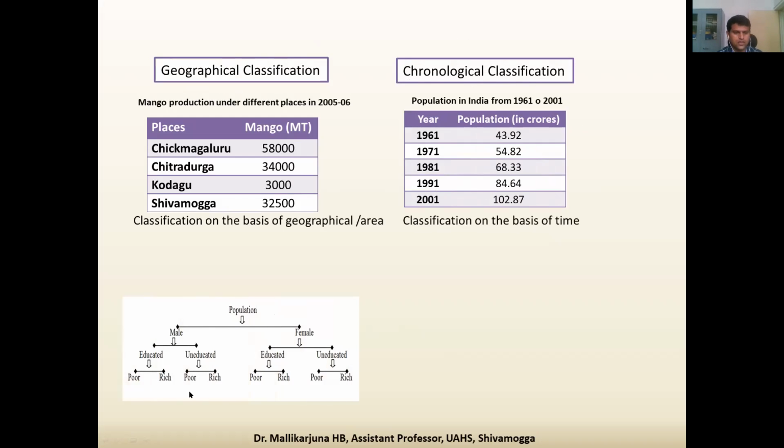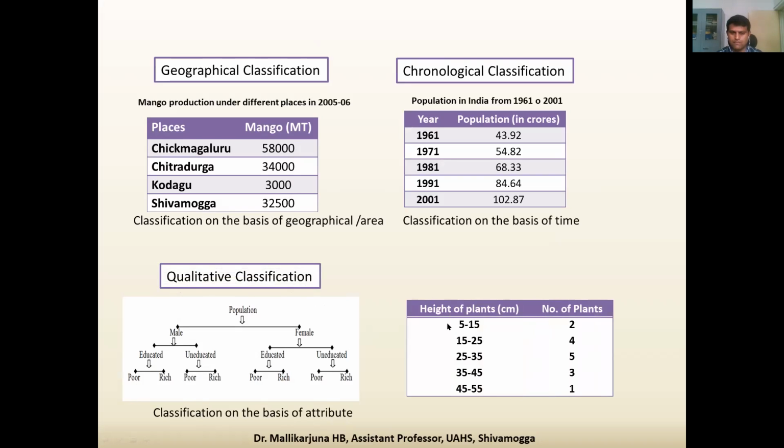This is another example. Population can be divided into male and female. In the male, educated, uneducated. In the educated, poor, rich, like this. So this is classification on the basis of attribute. This is known as qualitative classification.